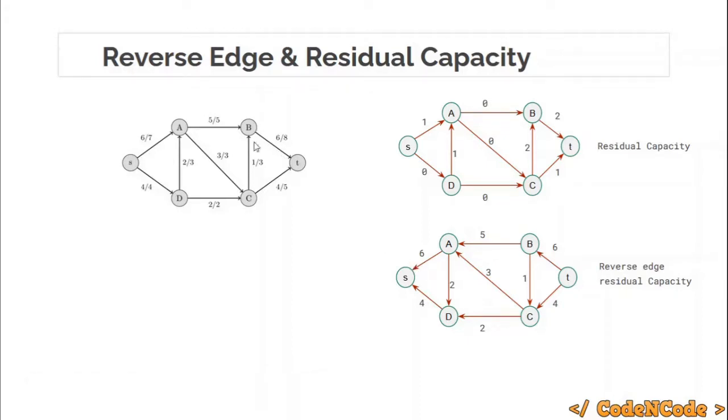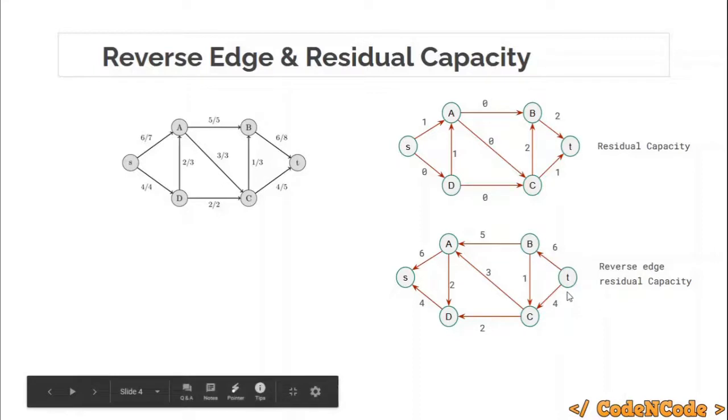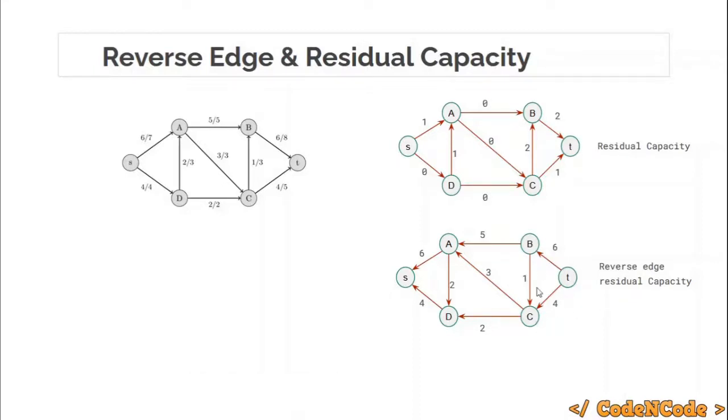Now here the flow is 6, sorry, let's go with a different value. Here it is 4 from C to T, so T to C would be 4 as well. This here represents the residual capacity. What does the residual capacity of the reverse edge actually represent?